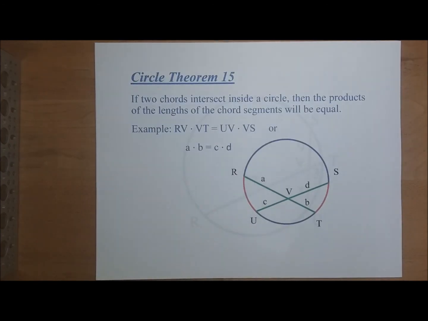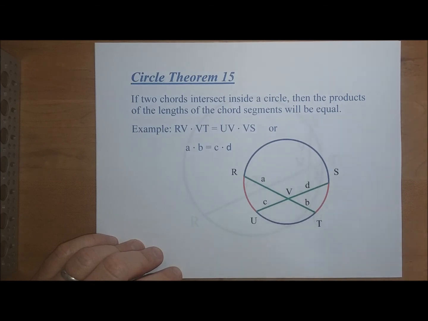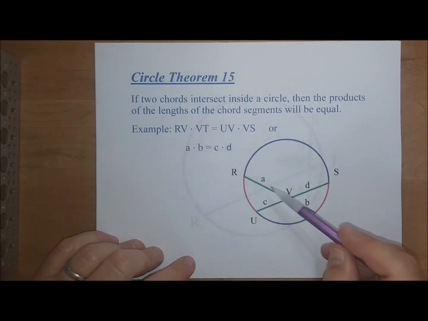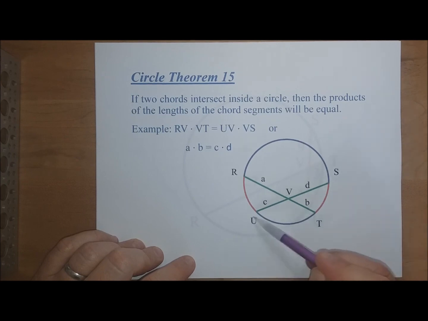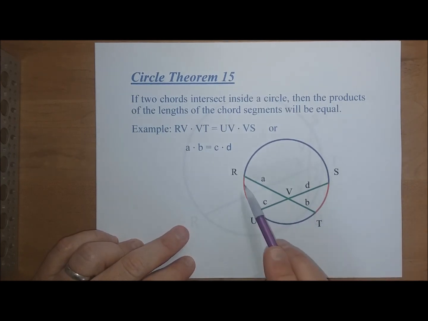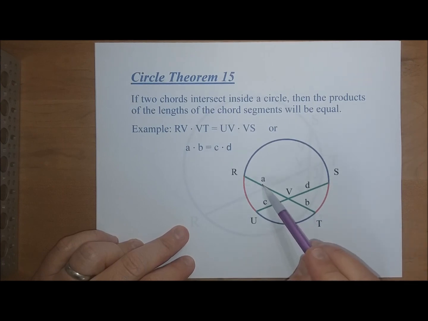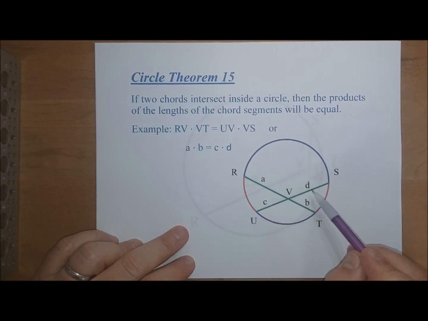All right, our first theorem of this lesson, circle theorem 15. If two chords intersect inside a circle, then the products of the lengths of the chord segments will be equal. In other words, we have these two chords, RT and SU, that intersect inside the circle. And when this happens, RV times VT will equal UV times VS. I also gave these segment lengths A, B, C, and D. So you could say A times B equals C times D.